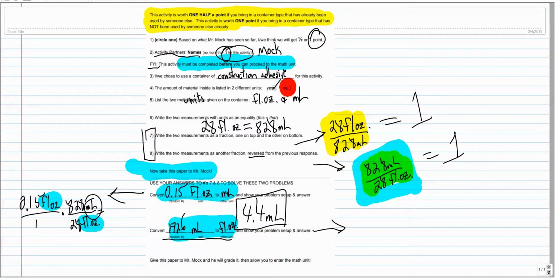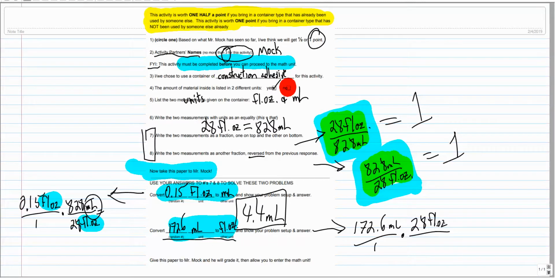So for the other problem I made up, I'm going to start with my 172.6 milliliters. I'm going to put it over 1 just because that's a good habit. And I'm going to multiply by a fraction that lets me cancel out milliliters. And that is going to be this one because milliliters is on the bottom. So I'm going to write my 28 fluid ounces on top here and my 828 milliliters on the bottom. And why did I do that? Because that lets me cancel out my milliliters.